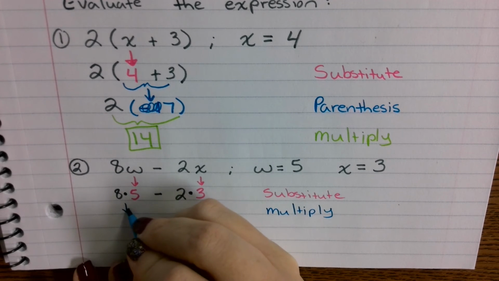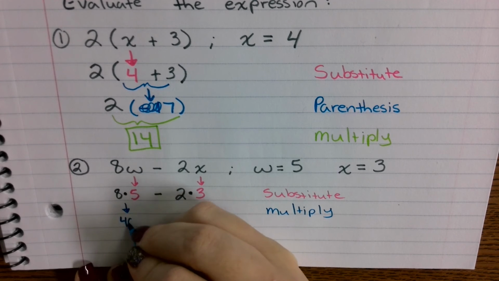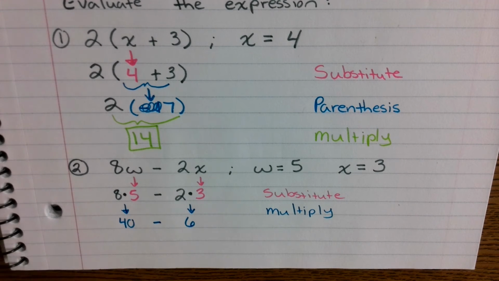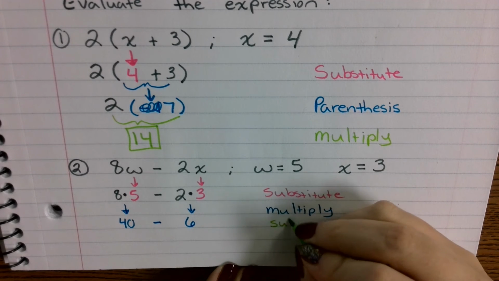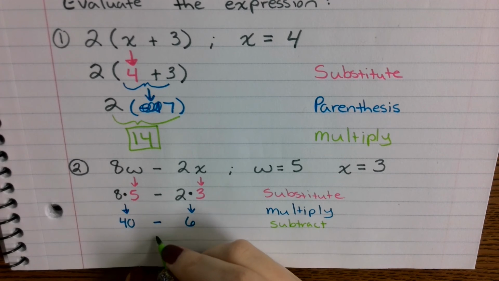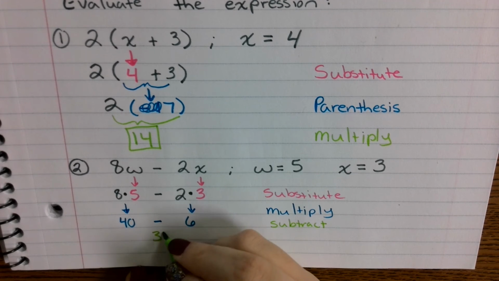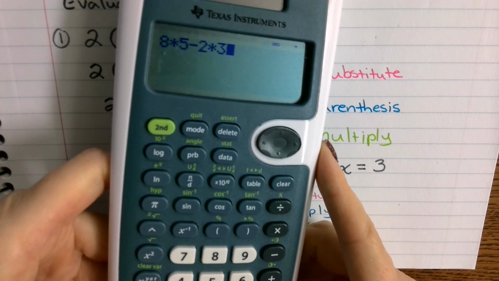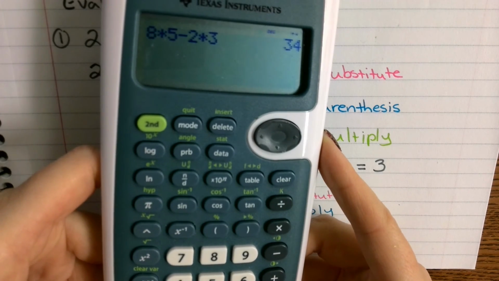What's 8 times 5, guys? 40. What's 2 times 3? 6. We still have our subtraction here. So our last step is to go ahead and subtract. What's 40 minus 6? 34. And there's our answer. Again, if you type it in your calculator and you type 8 times 5 minus 2 times 3, and hit enter, it's going to give you 34.